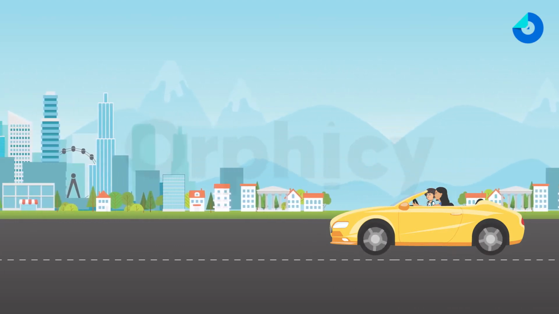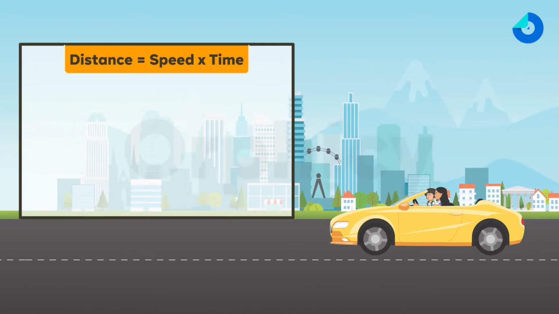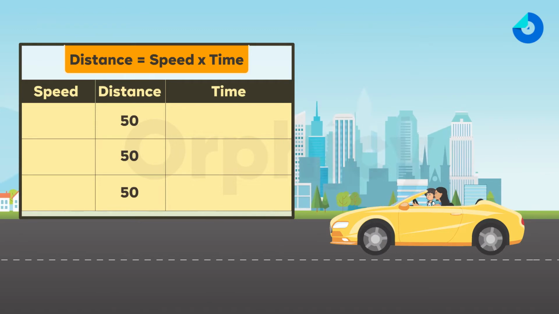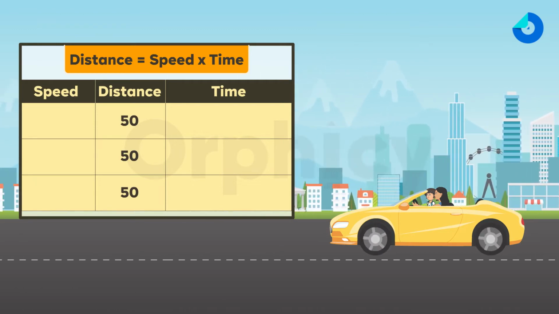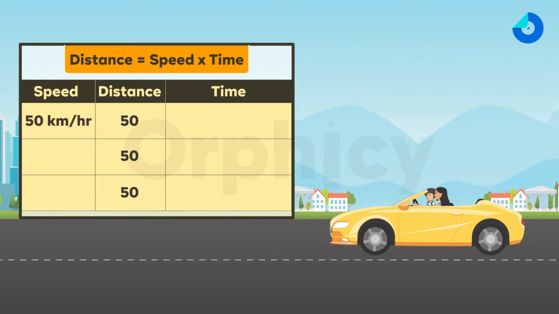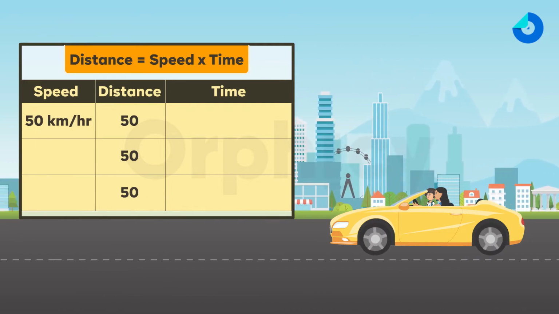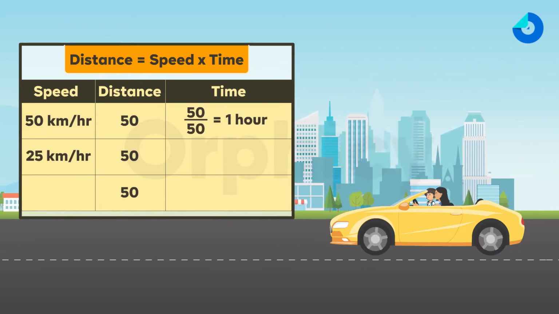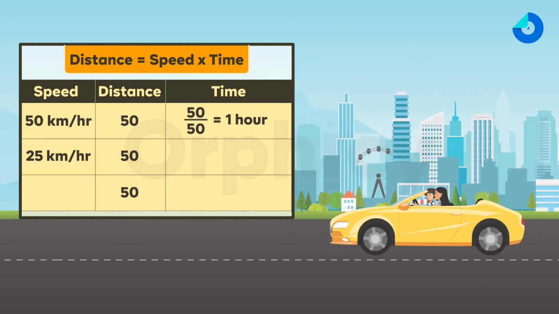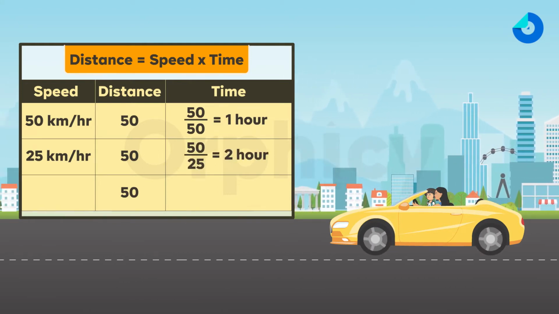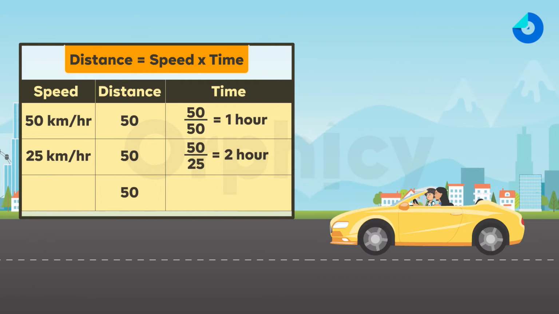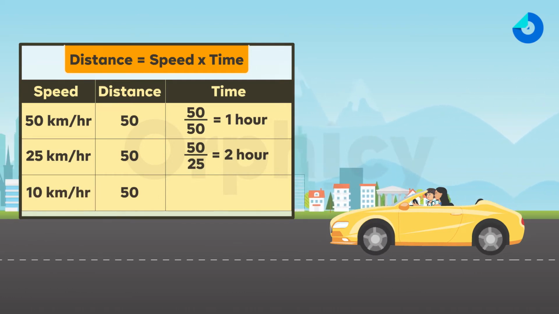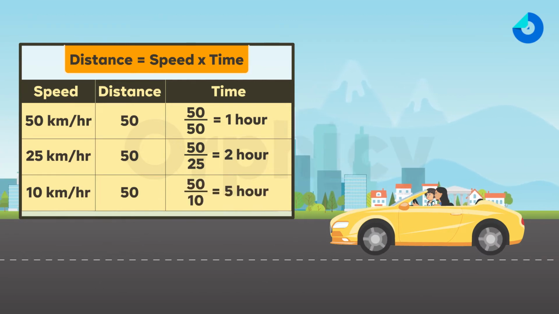Now, we already know the formula, distance is equal to speed into time. This time, distance is constant at 50 kilometers, so we cannot change it. Now, if the speed is 50 kilometers per hour, she will be able to reach her grandparents' place in 1 hour. If the speed is 25 kilometers per hour, the time taken would be 2 hours. And similarly, with the same formula, we can say that if the speed is 10 kilometers per hour, the time taken should be 5 hours.